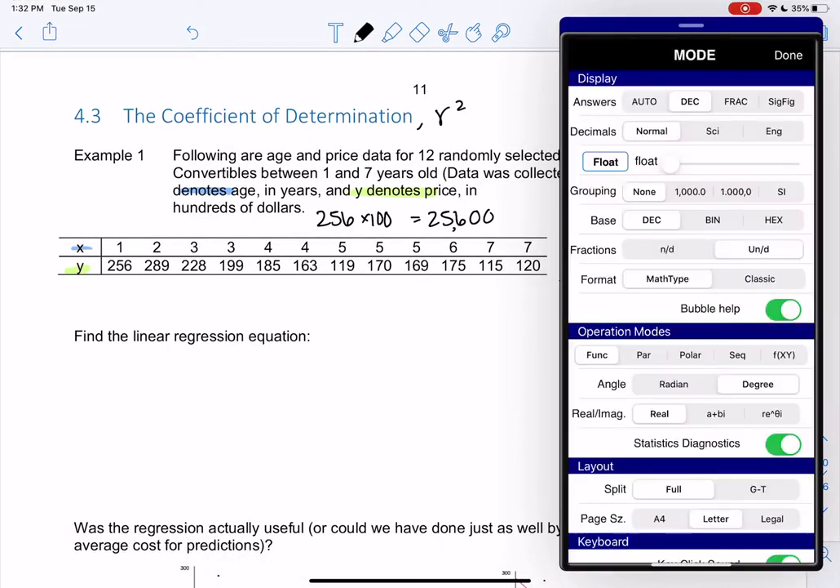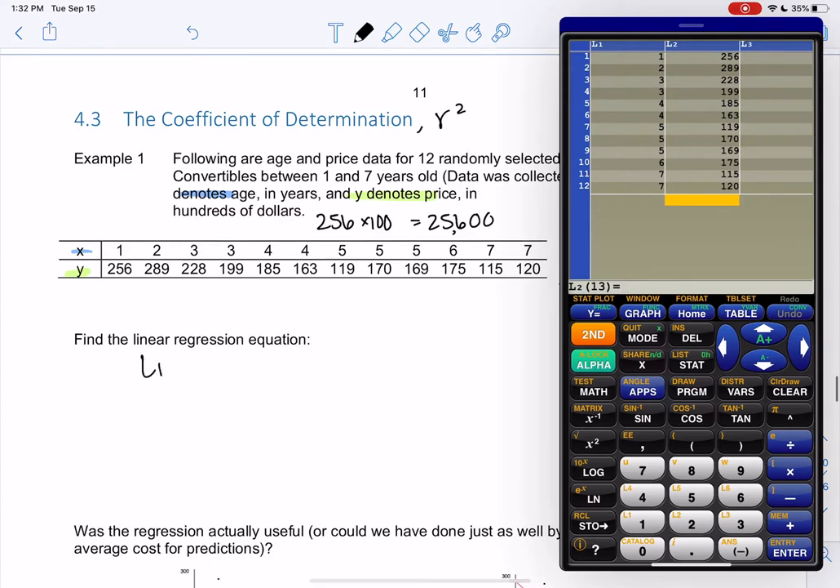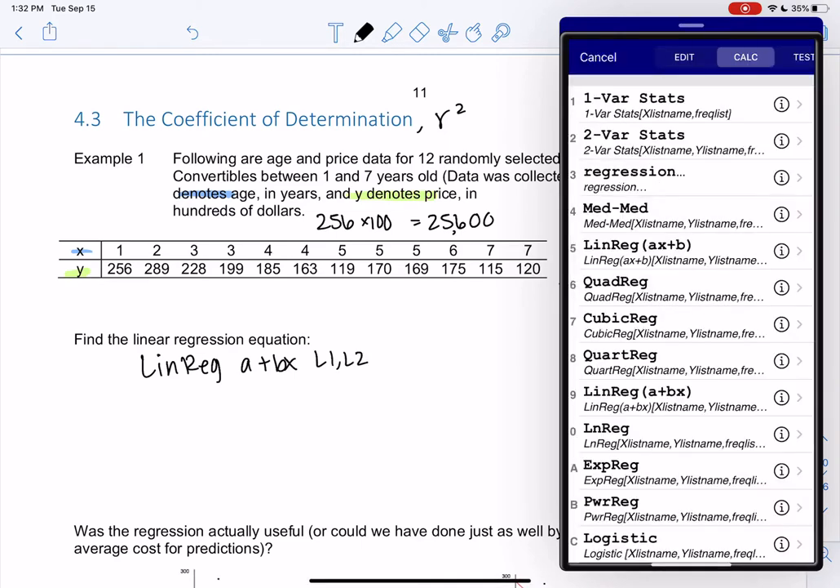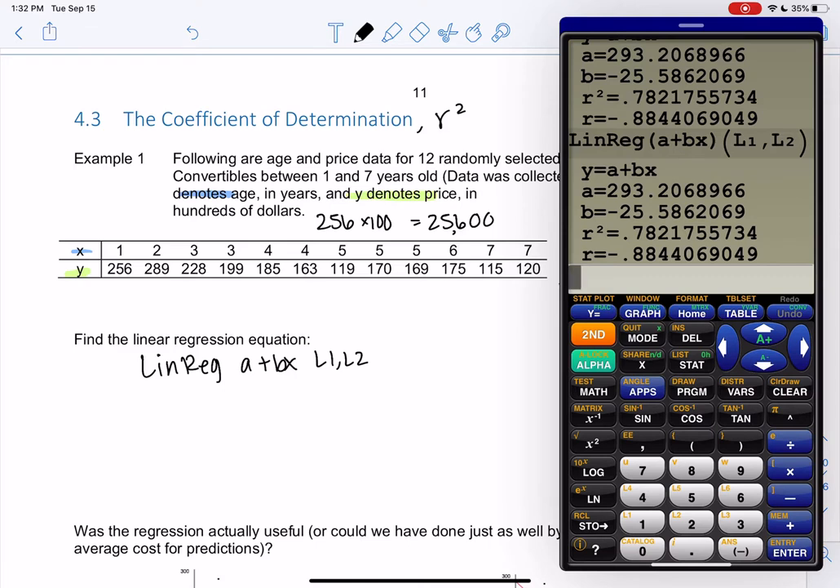Oops, I already did it. Ignore that. So go to stat, enter the data. And then you're going to go down to linear regression, a plus bx, and then remember to tell it to look at L1 and L2. And you get what's above. If you don't have r and r squared, we're going to turn those on in a second, so don't freak out. But you do need those in a second.